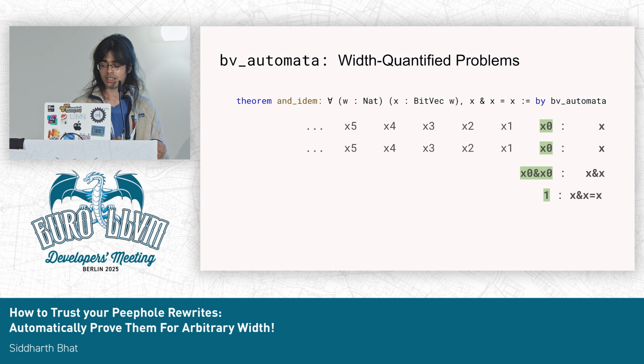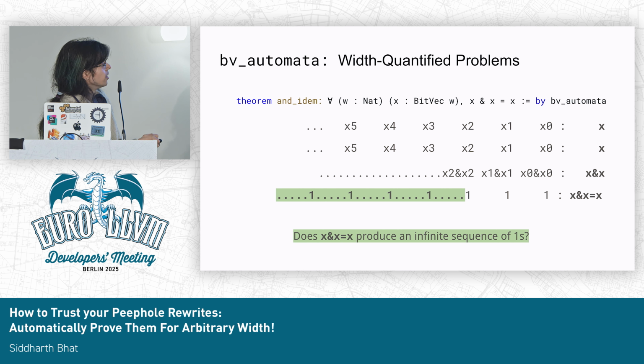I now compute it for x1, once again, x1 and x1, is it equal? Yes. And so I can sort of keep doing this forever. So now my question reduces to, is it the case that this bit stream that I have down here is going to be an infinite sequence of ones? So I've converted my original problem of checking this equality to checking whether a particular bit stream is a sequence of ones, right? So this is sort of the first reduction that I do.